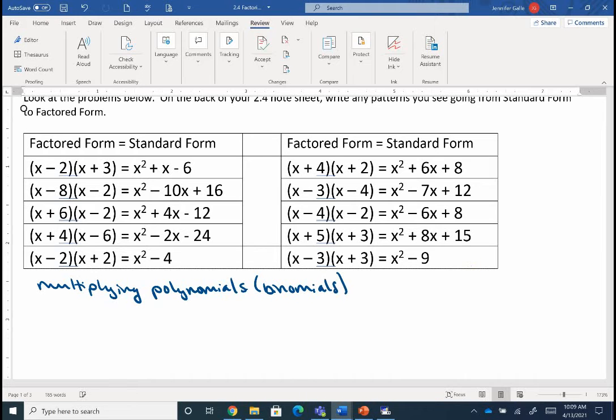What else are we seeing happening? What do we think? Okay, we always have an x squared there, don't we? Okay, so always x squared in standard form. What else are we noticing? What else do you notice, Jonah?